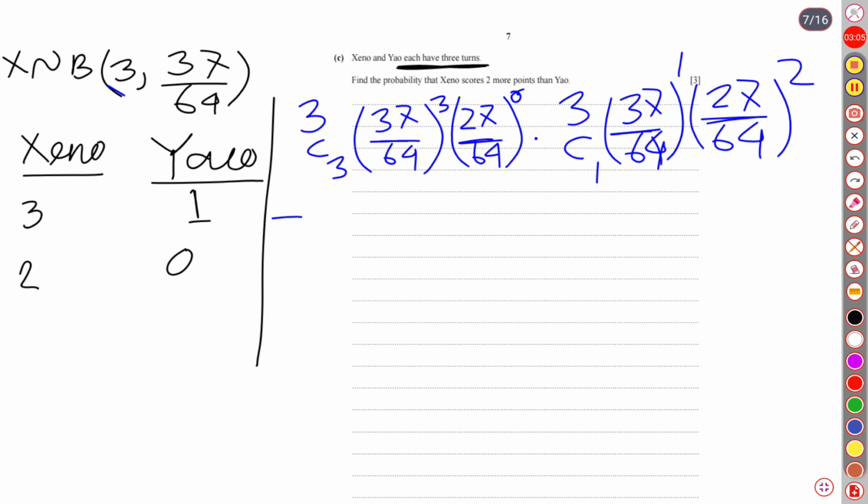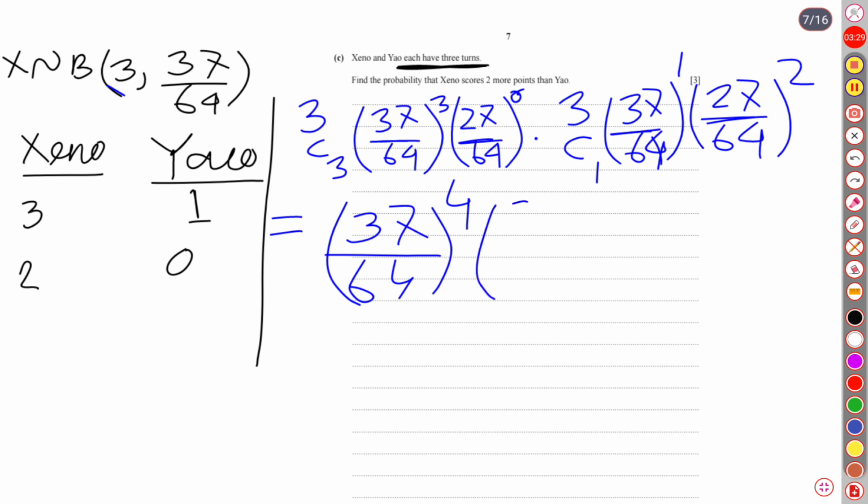Then if we simplify this, 3 choose 3 is actually 1. The value of 3 factorial over 3 factorial is 1, so we don't need to calculate this. Then 37, how many times? Here 3 times, here 1, so 37 is 4 times. 64 is also 4 times, so we can write 37 over 64 raised to 4. Okay, 27 here 2 times, here 0 times, so it is 27 over 64 raised to 2.